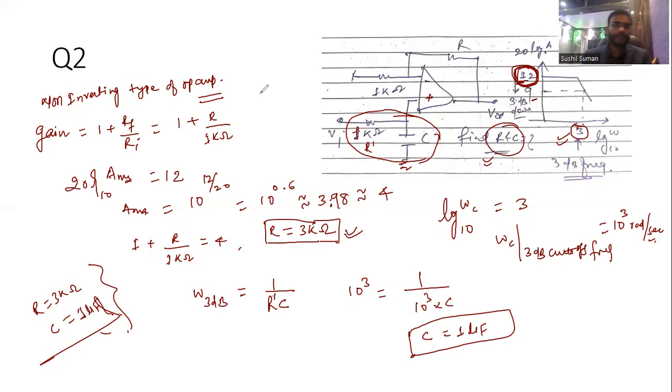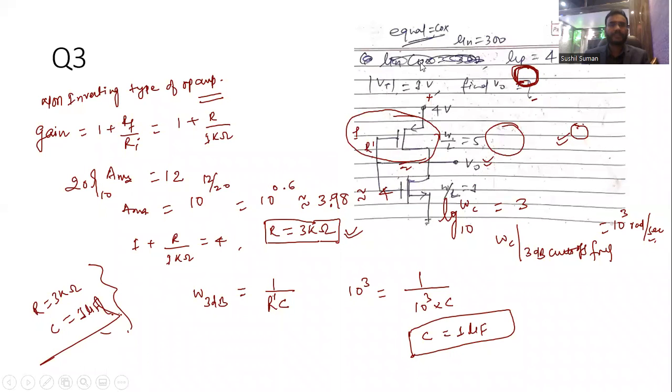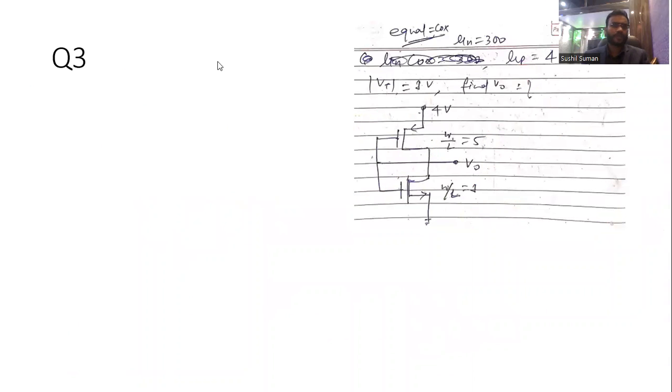Now my dear students, I'm going to discuss the next question, question number 3. These are memory-based questions. What says question number 3? You have been given the mobility because this is your CMOS.